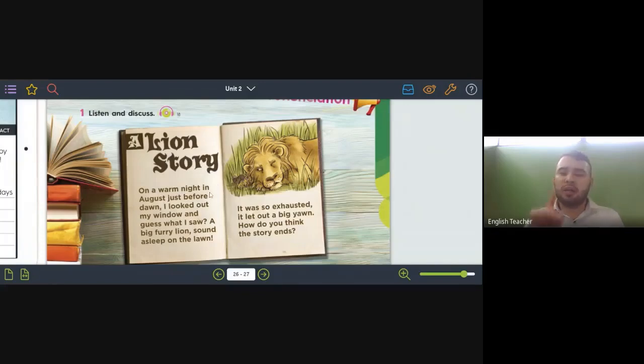I'm going to read it to you first, then we are going to hear the listening of this part, and then you have to create your own opinion about it. On Friday, I'm going to ask you. The story says, on a warm night in August, just before dawn, I looked out my window and guess what I saw. A big fiery lion, sound asleep on the lawn. It was so exhausted, it let out a big yawn. How do you think this story ends?